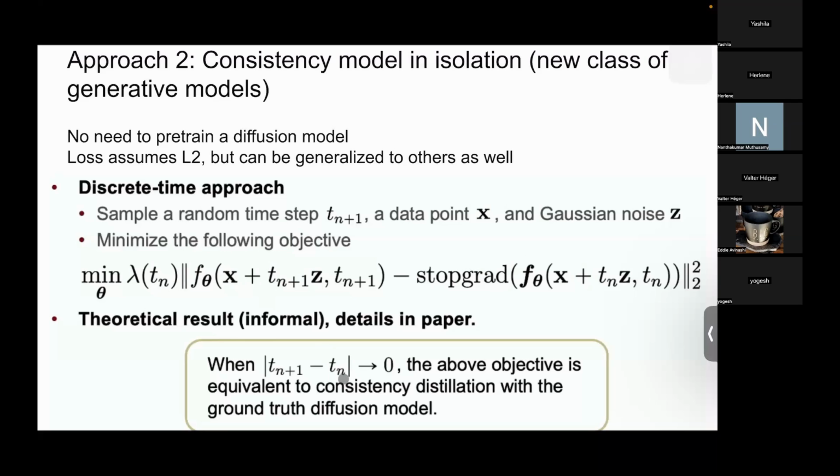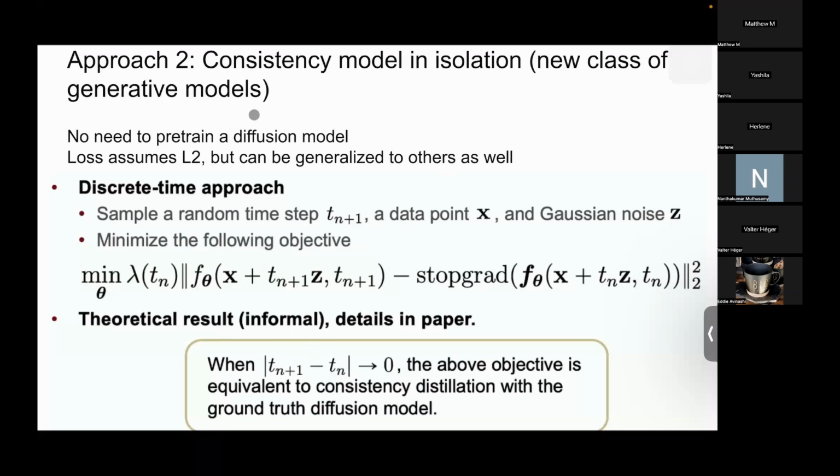And they have some proof to show that this objective is equivalent to the consistency distillation model, the previous approach one, with the ground truth diffusion models. So again, if you're working in really close vicinity timestamps, like in the discrete time approach, really close ones, and then you try to optimize this, you are able to get close to building a new model using this function at theta, which is the consistency model, but a new class of generative model, not dependent on any pre-trained diffusion model.